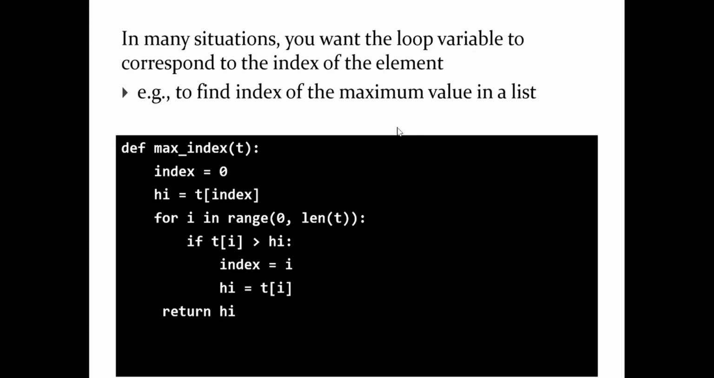Now, in many situations, you want your loop variable to correspond to an index of an element. In other words, you want a counting style loop. I want to count from 0, 1, 2, 3, 4, 5 up to the largest index in the list. This isn't a particularly good Python example because you don't have to do it this way in Python. If you wanted to, you could write it this way.